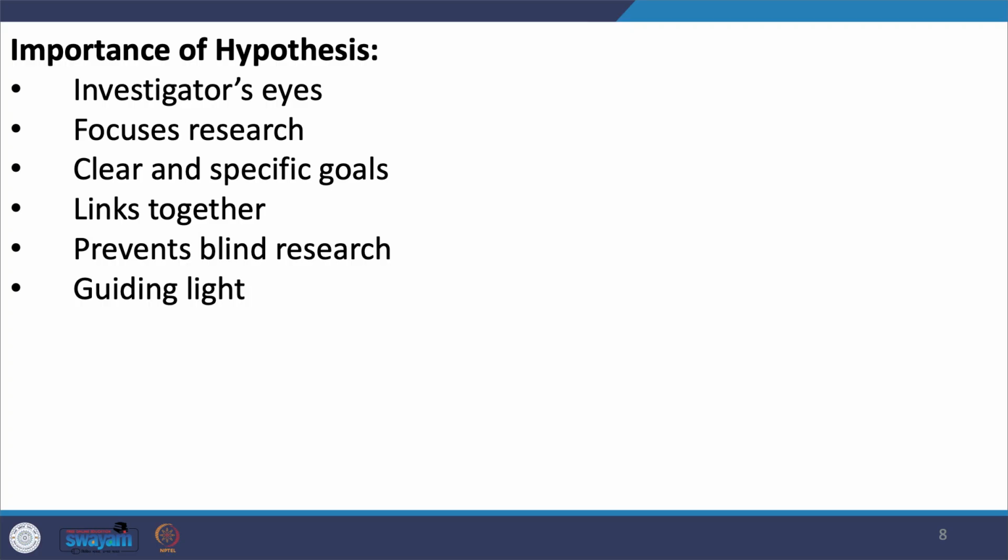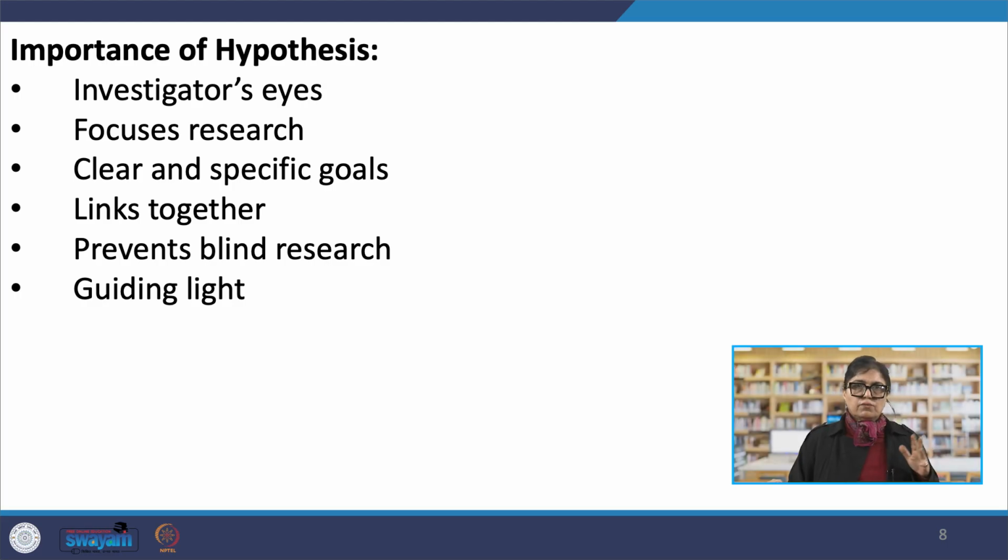So let us see the importance of hypothesis. First, the investigator's eye. Carter V. Good thinks that by guiding the investigator in further investigation, hypothesis serves as the investigator's eye in seeking answers to tentatively adopted generalization. Second, focuses research. Without hypothesis, research is unfocused and remains like a random empirical wandering. Systematic process is very important. So hypothesis serves as a necessary link between theory and the investigation.